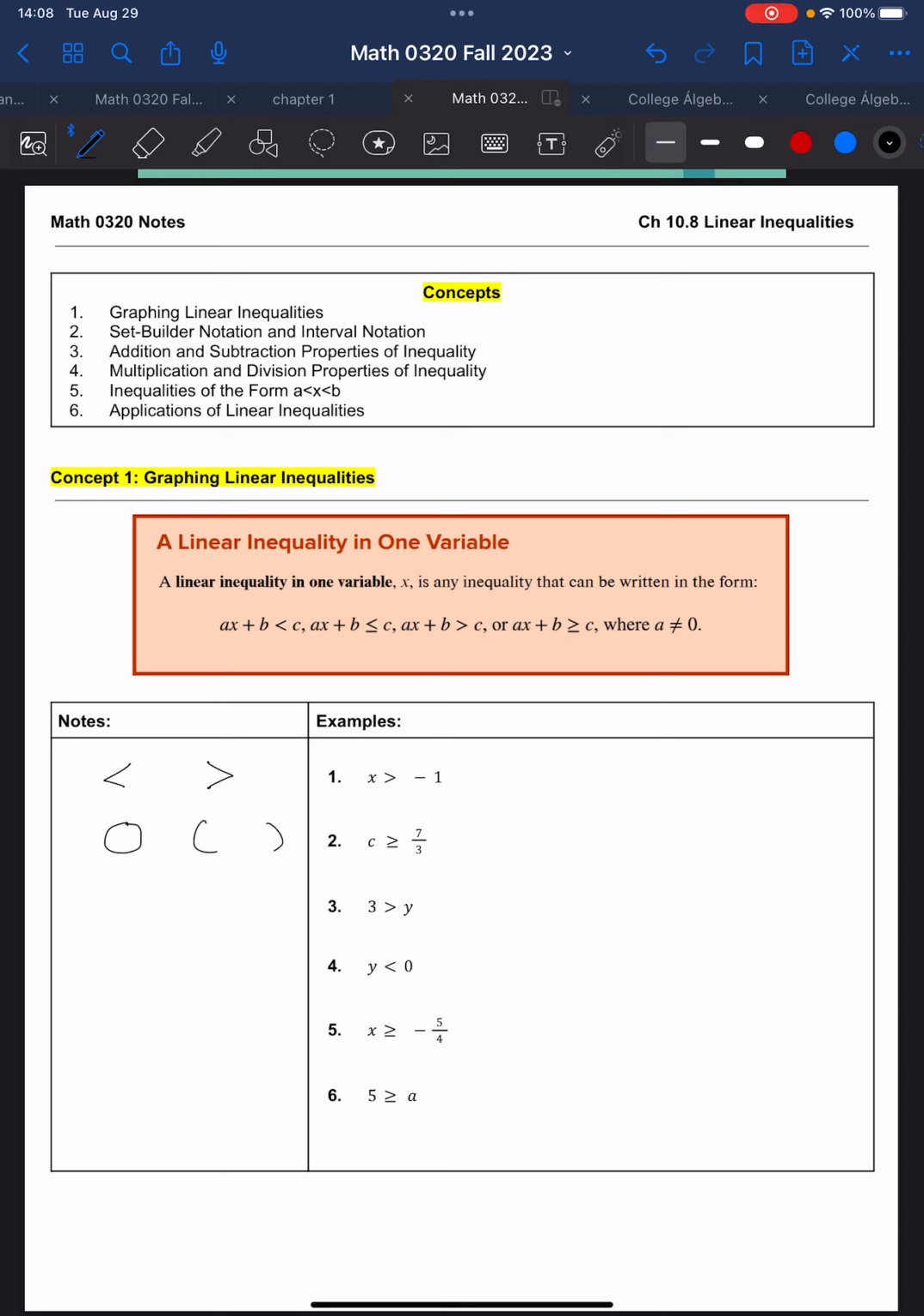So that means for the symbols less than or equal to or greater than or equal to, we'll be using a closed dot or brackets. This tells us that the number that is in this inequality is included in the solution. Okay, so let's look at example 1.